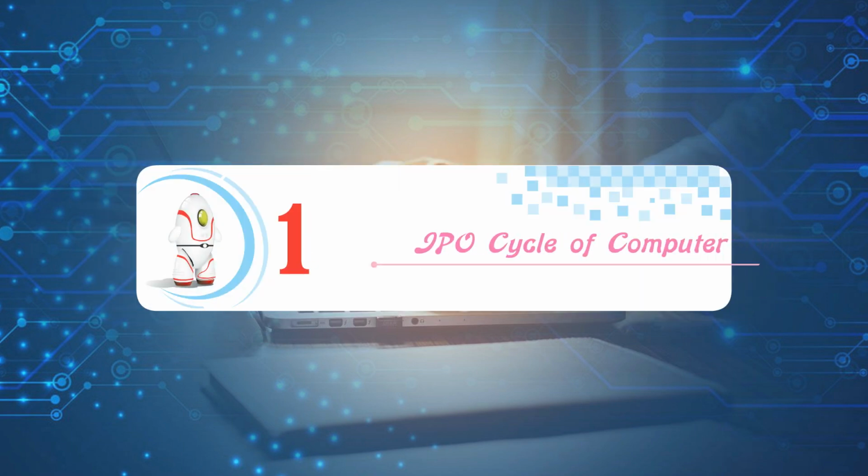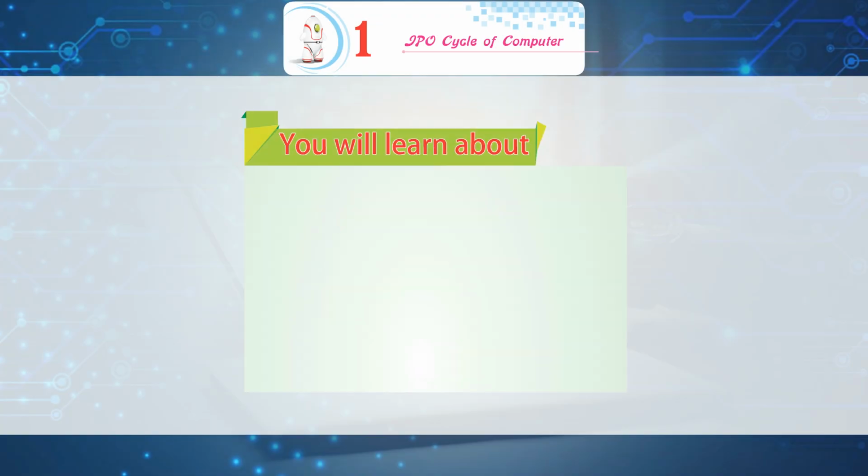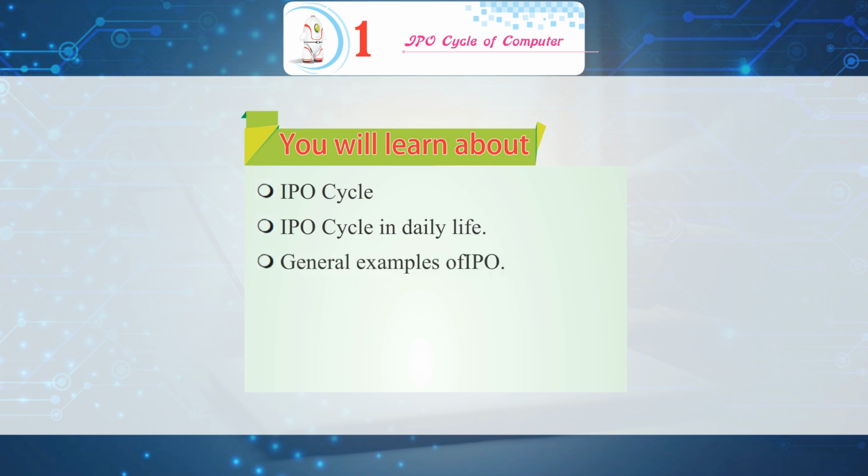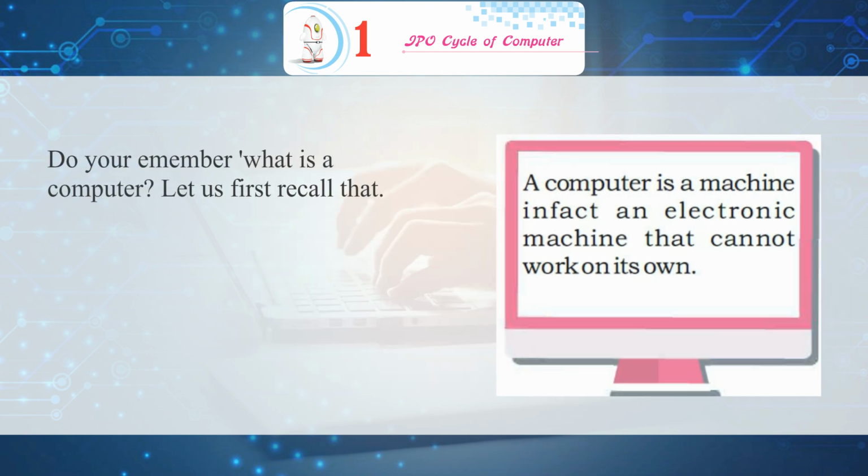Lesson 1. IPO cycle of computer. You will learn about the IPO cycle in daily life, general examples of IPO, CPU, mouse and its types, printer and its types. Do you remember what a computer is? Let us first recall that.